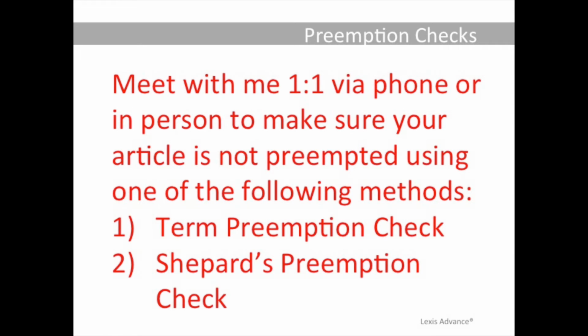The other way you can do a preemption check is to do a Shepard's preemption check. So this works if you know you're going to be focusing on a particular case or statute in your article. What you do is you look up that case or statute, you Shepardize that case or statute, and as you know, in a Shepard's report, you can look for cases that cite to your case, you can look for cases that cite to your statute, you can look for law review articles that cite to your case or statute. That's what you care about here. You're going to look in the Shepard's report for law review articles that cite to your case or statute.